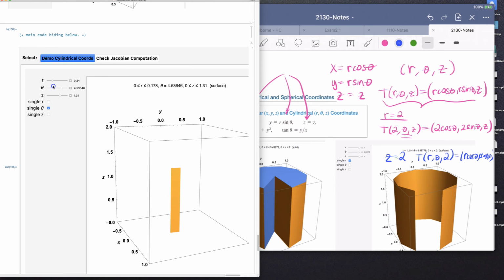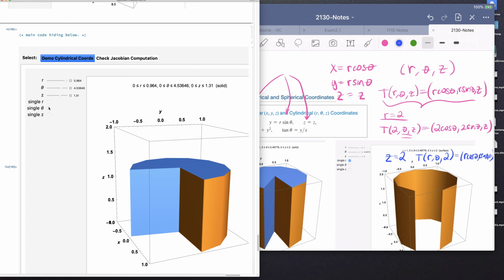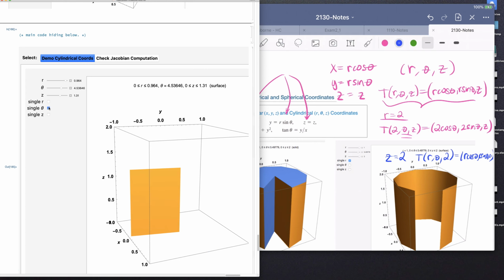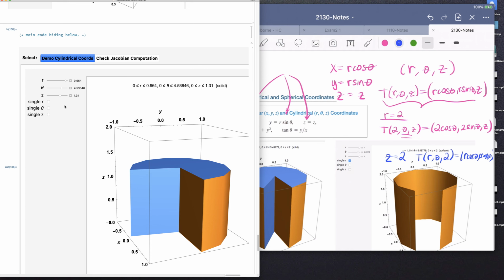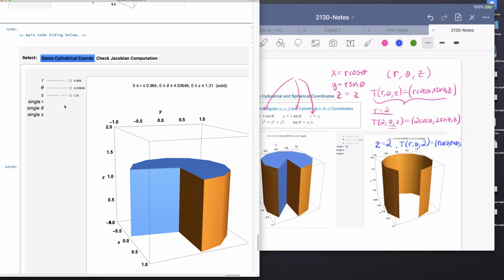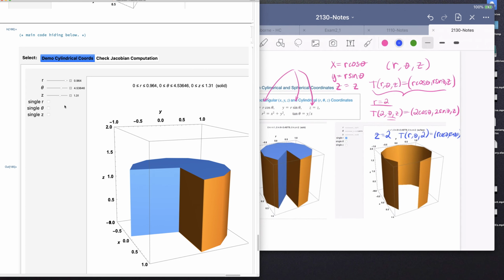So it's as if we are taking a vertical slice of the cylinder. Okay, and that creates a plane in every slice. Okay, so those are the cylindrical coordinates explained a little bit in their interpretations.